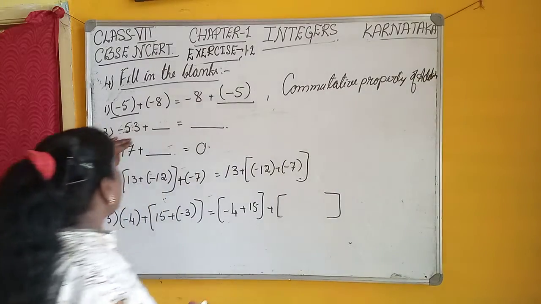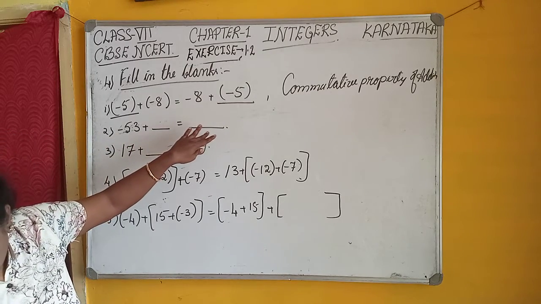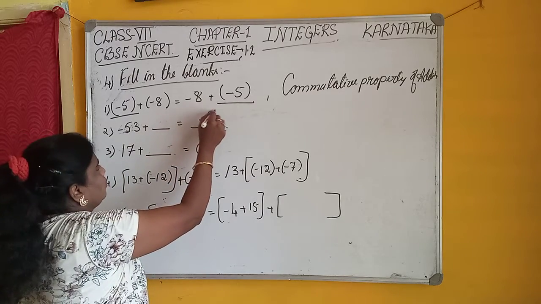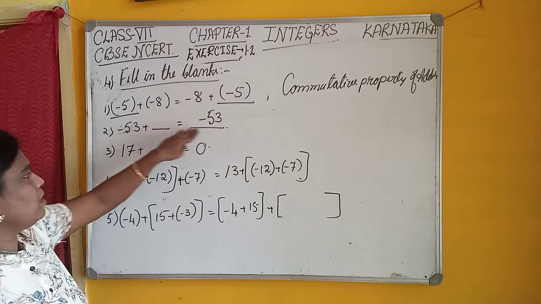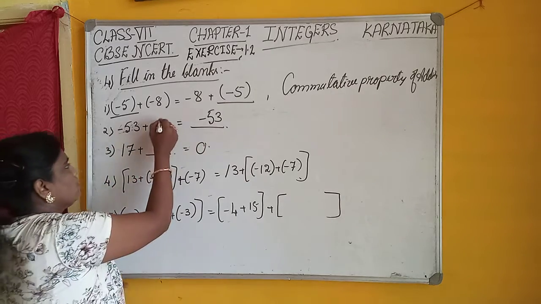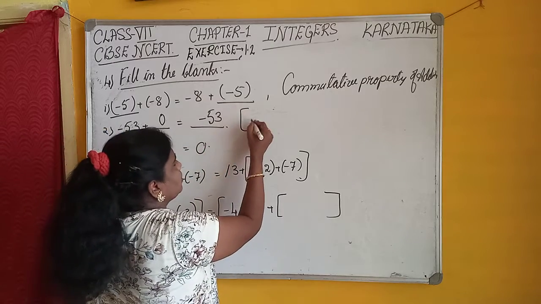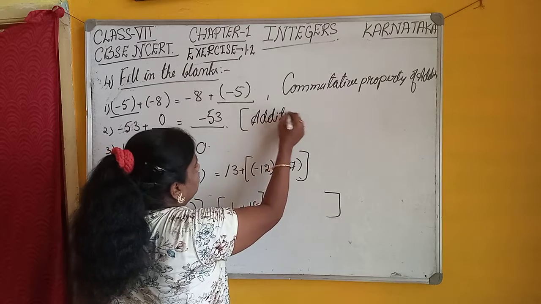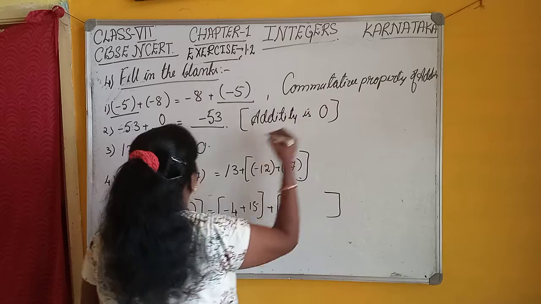Okay. Here minus 53 plus dash is equals to 0 is given, I think. Here dash is equals to minus 53. If you add 0 to any integer, we will get the same integer. That is equals to additive identity. Additive identity is what? 0.